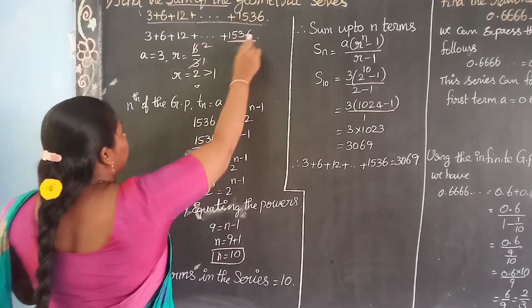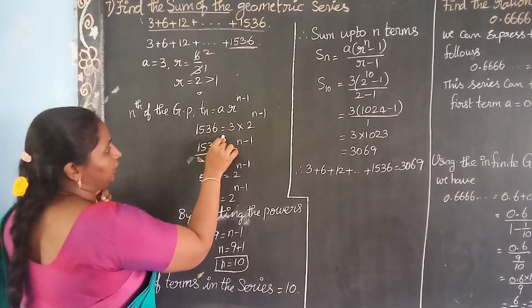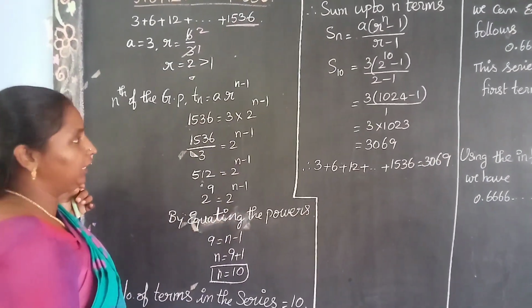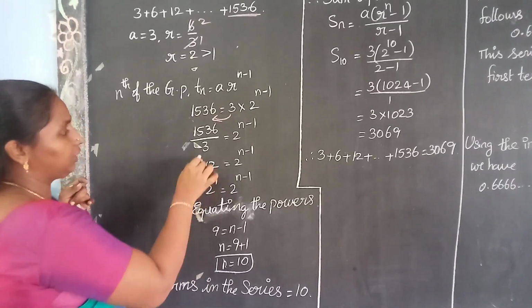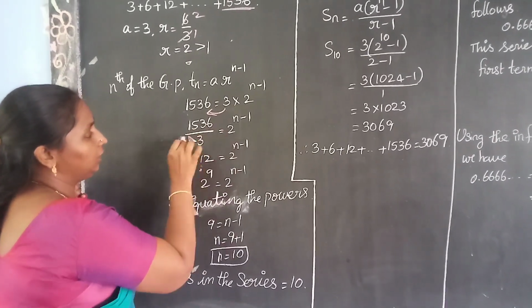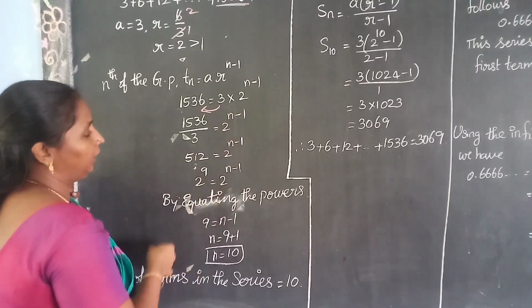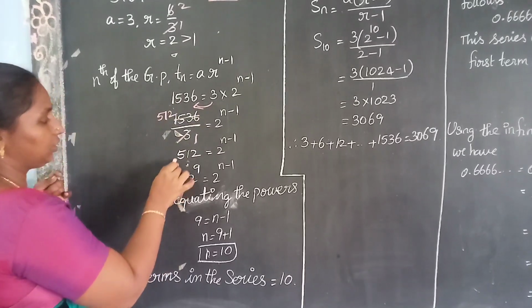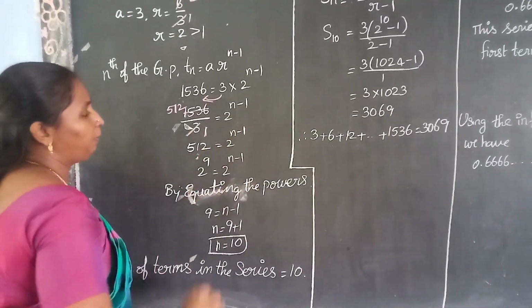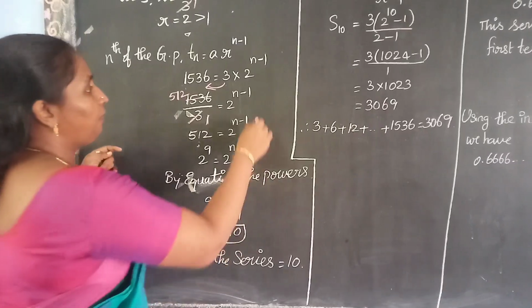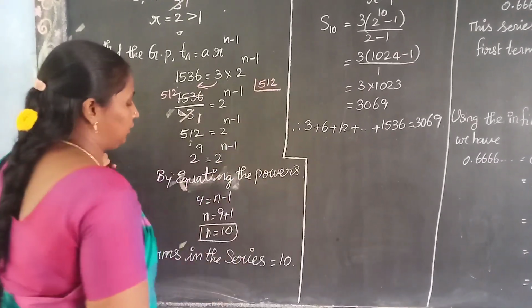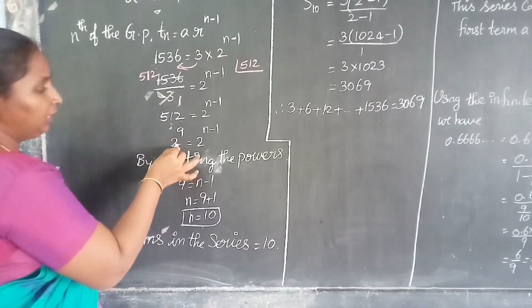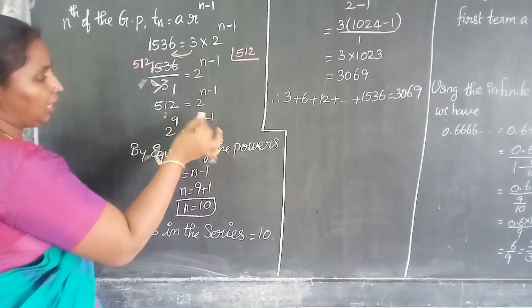So Tn, the last term, you have to take 1536 equal to A, now 3, into R, which is 2, power n minus 1. So send this 3 to the left hand side. You get 1536 divided by 3 equal to 2 power n minus 1. 3 ones are 3, 3 fives are 15, 3 twos are 6. So you get 512 equal to 2 power n minus 1. So for 512, if you do prime factorization you will get 2 power 9 equal to 2 power n minus 1. Here the bases are equal, so the powers are also equal.